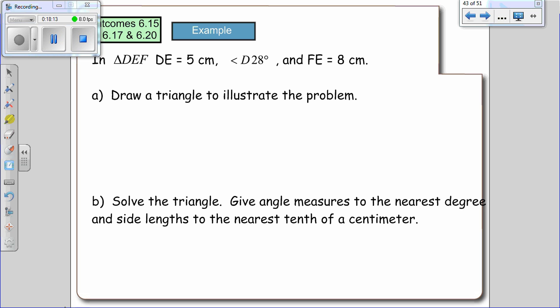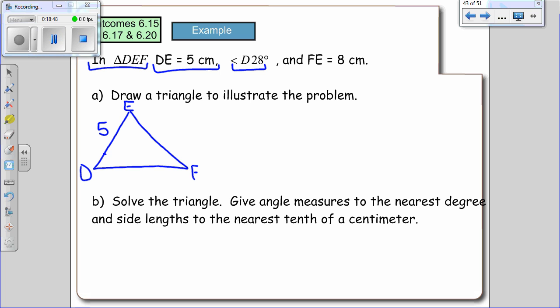So in this case, it says in triangle DEF. Well, I'm going to draw a triangle DEF. I have no idea if that's what it looks like. I have no idea if that's to scale, and I really don't care because I'm going to label it properly, and that's what matters. It says from D to E is 5 centimeters. So 5 centimeters. It then says angle D is 28, so in here is 28. Now that definitely doesn't look like it's 28 degrees. That's not very to scale, but it doesn't matter if it's to scale. It matters if it's labeled properly. It then says F to E is 8, so this thing's 8.